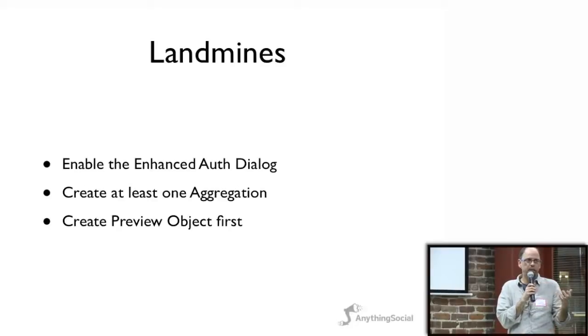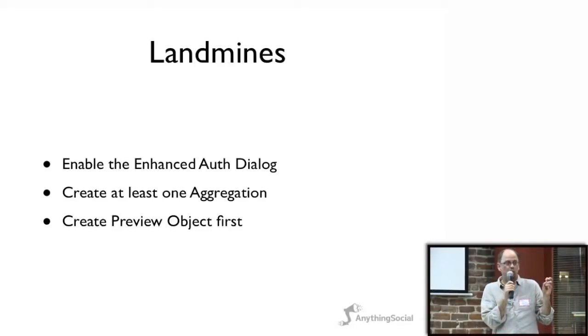So in addition to the little bit of JavaScript that you need to add, you need to watch out for 3 landmines. First of all, the Open Graph application needs the enhanced auth dialog, so you need to make sure that you set that up. You need to create at least one aggregation. It has been possible in the past, I don't know if it's still possible, to actually create actions and objects without an aggregation.